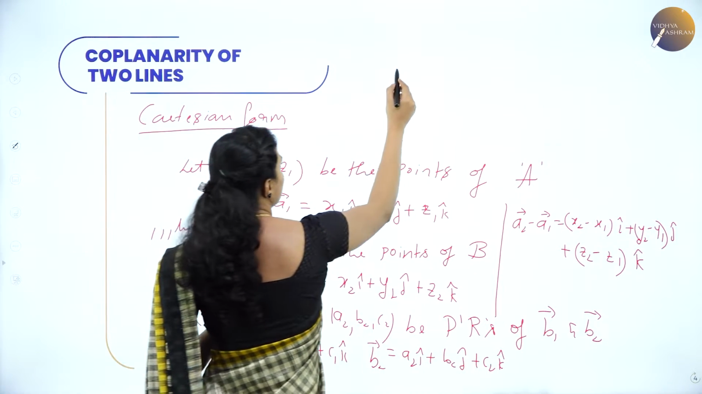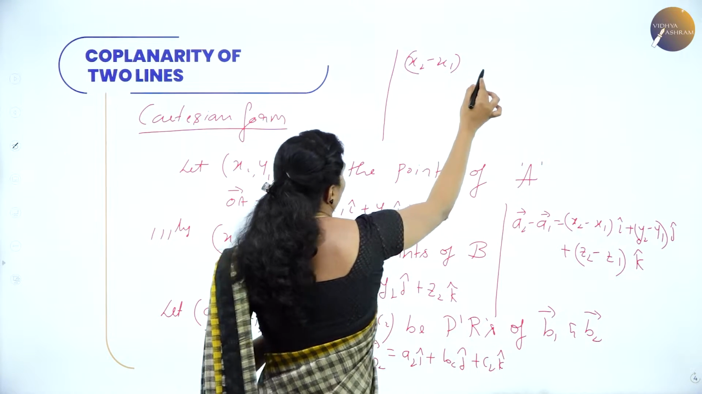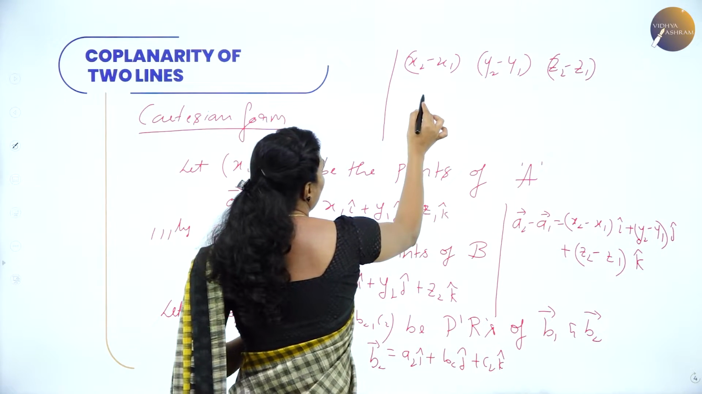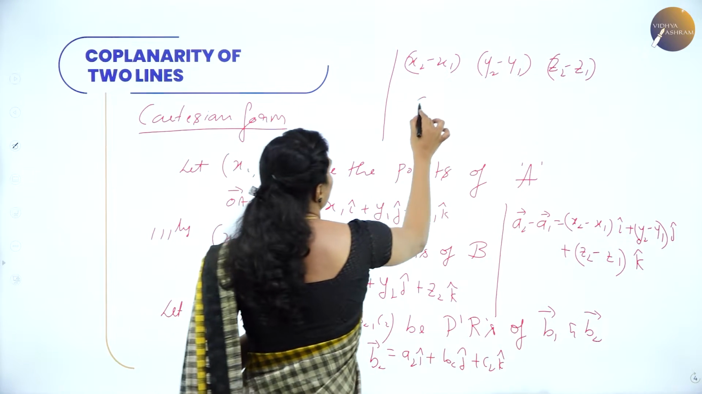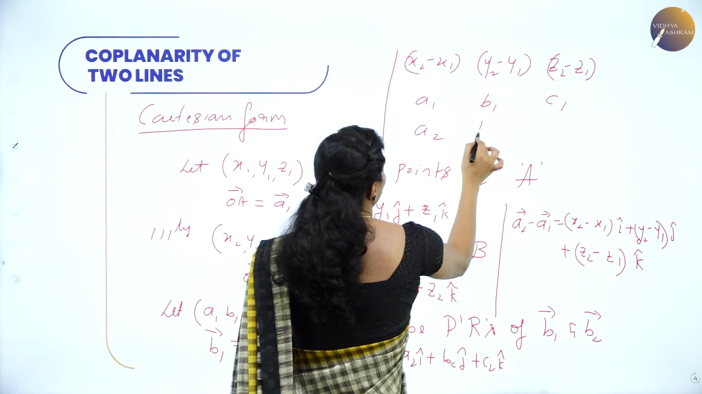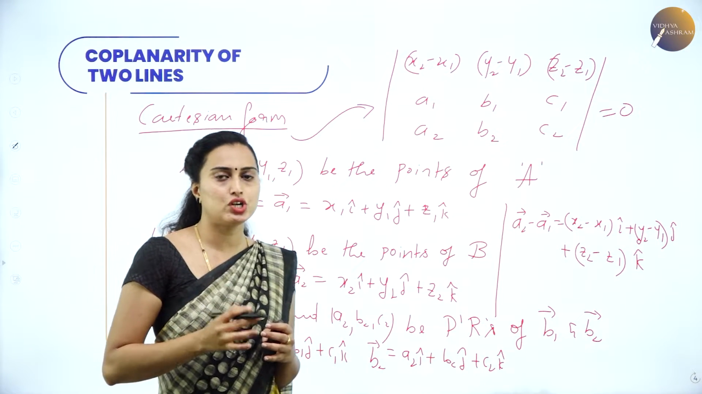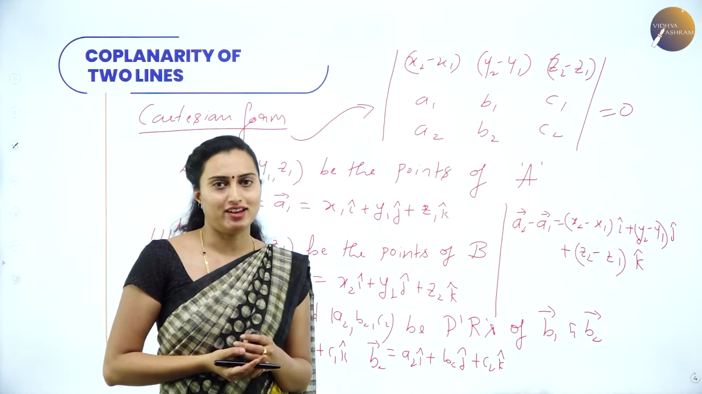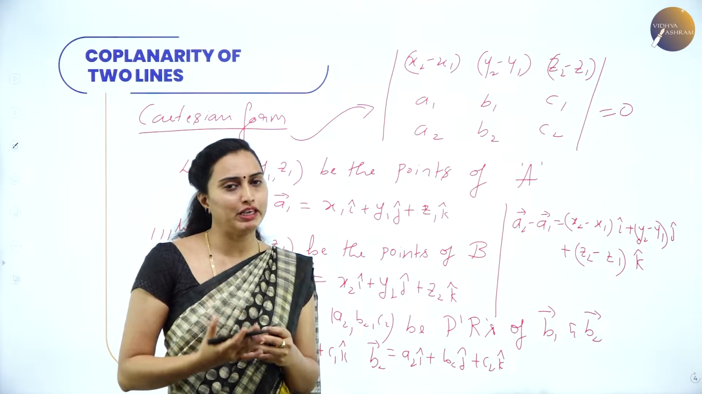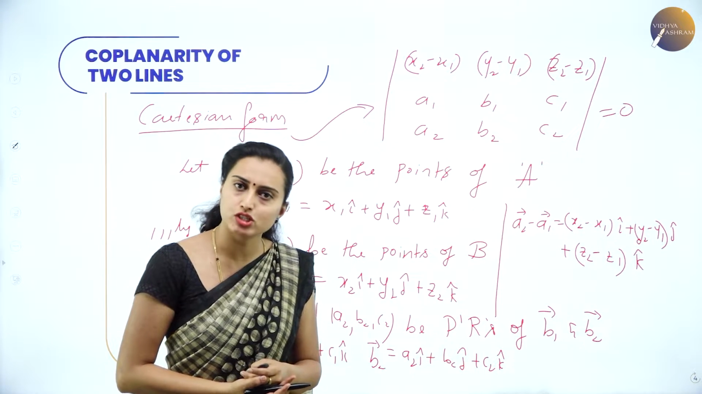Now we'll write it in the Cartesian form, which is a2 minus a1, which is x2 minus x1, y2 minus y1 and z2 minus z1, and then here the coefficients of b1 vector, which are a1, b1, c1, and the coefficients of b2 vector, a2, b2, c2, will be equal to 0. This is known as the Cartesian form of the coplanarity of two lines. Understood? So vector form and Cartesian form. Vector form is a2 minus a1 dot b1 cross b2 equals 0, and the Cartesian form is the determinant of this equal to 0.